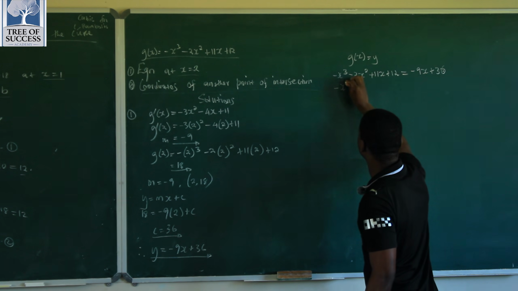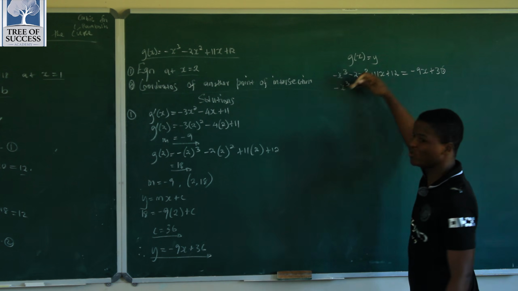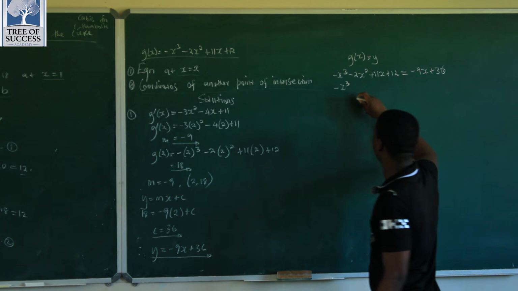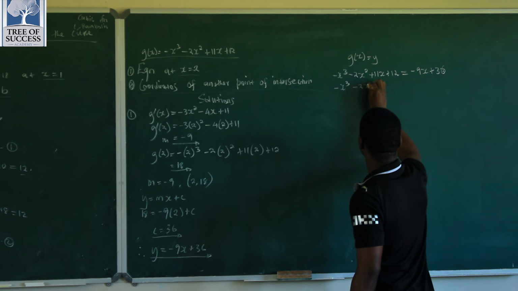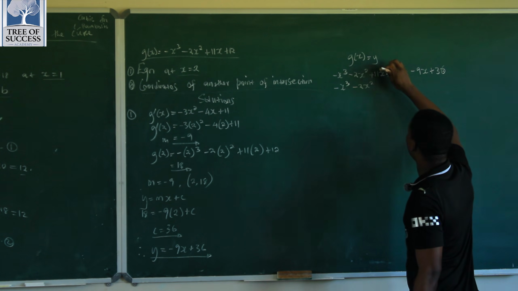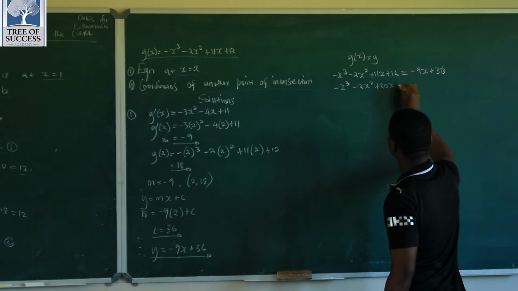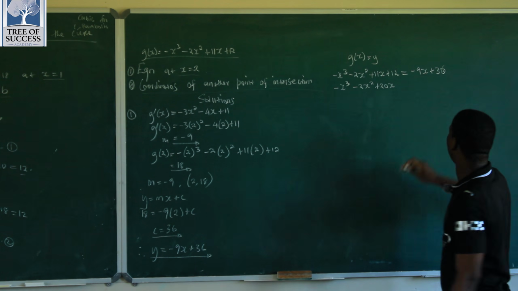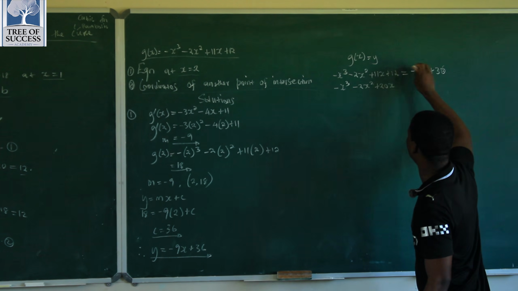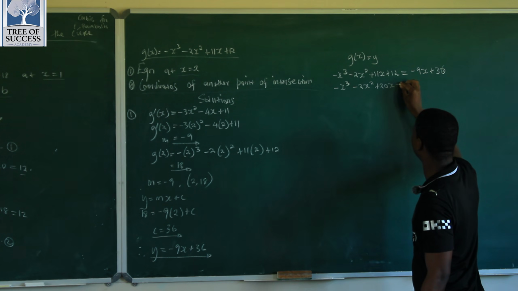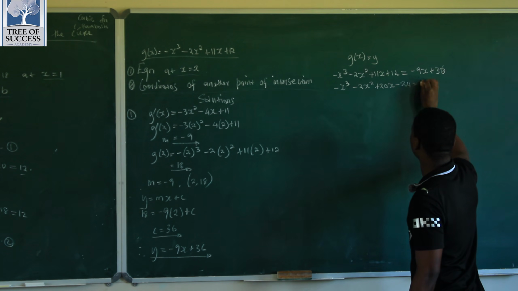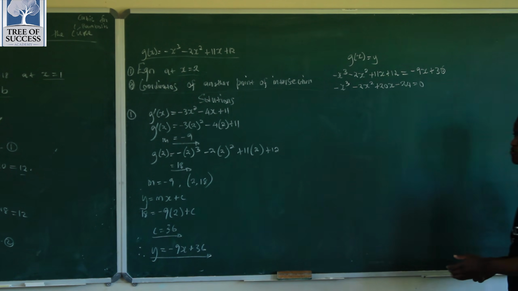We have x cubed, so we take all terms to that side, right? So it's x cubed minus 2x squared, then 11x plus 9x is 20x. Then it's 36 and 12. So what is 12 minus 36? Negative 24, right? Then from here, can you solve for x?